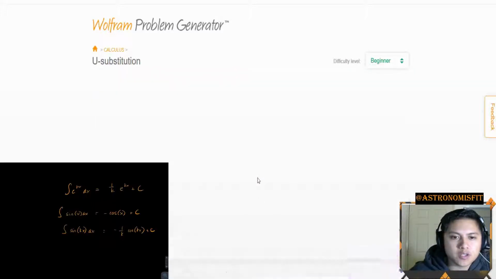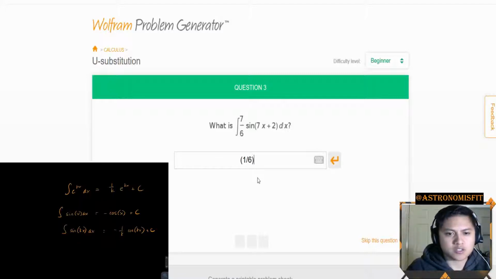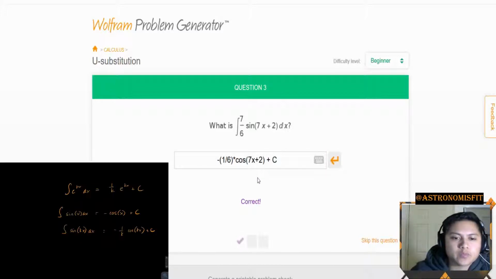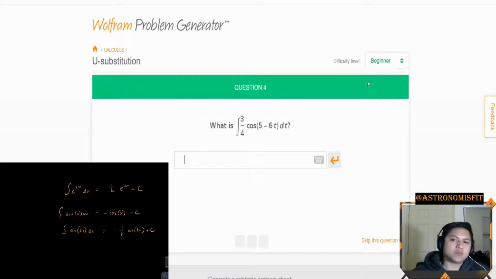So far, so good. Let's just do one more on the beginner difficulty, and then we'll switch it up to the intermediate one. So we have 7 over 6. This is pretty much the same integral we had before. So we have 7 over 42. 7 over 42 is 1 over 6, right? So we should have negative 1 over 6. Almost forgot that again. Times cosine of 7x plus 2 plus a constant. Good. Now we've gotten the u-subs out of the way. Let's go into something a bit more difficult here.